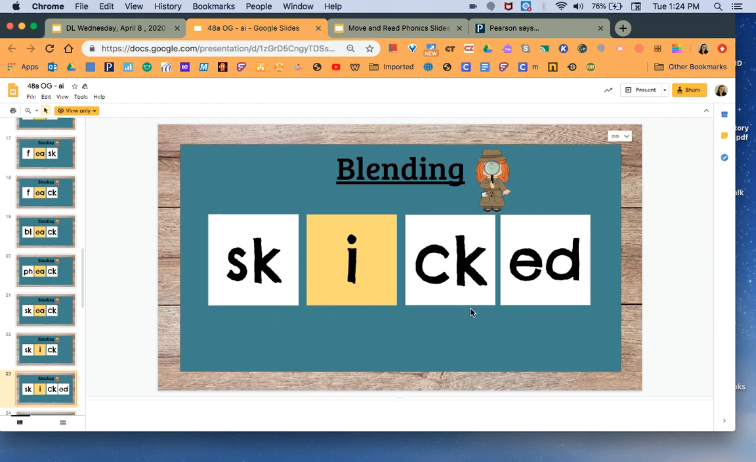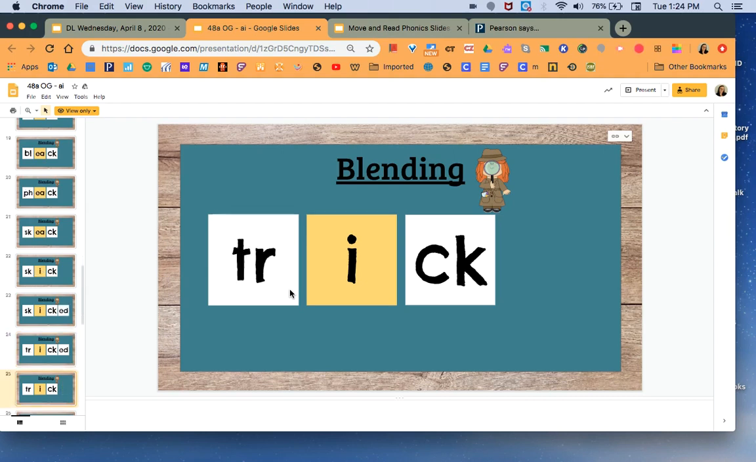Skicked. Ooh, that is not a word. Tricked. That is a word. Trick. Oh, finally we got some words. That is a word. Trick. Ooh, does this one look right? It does not look right because it just has that K.